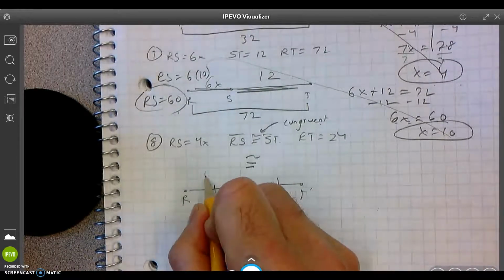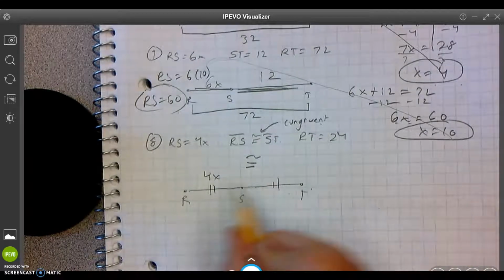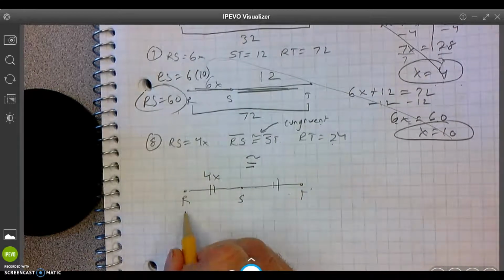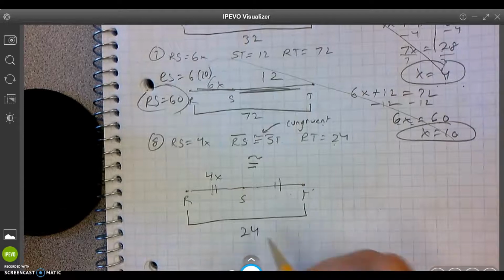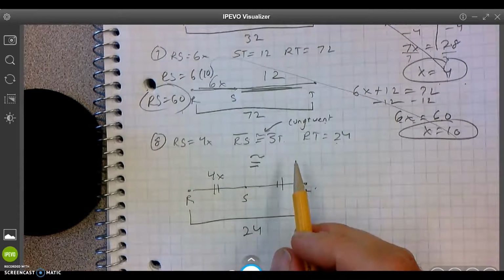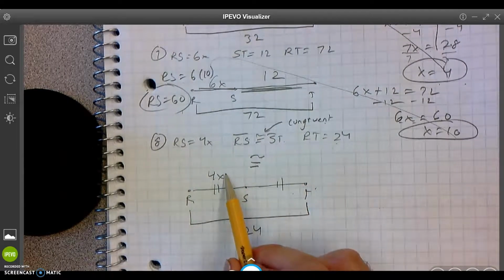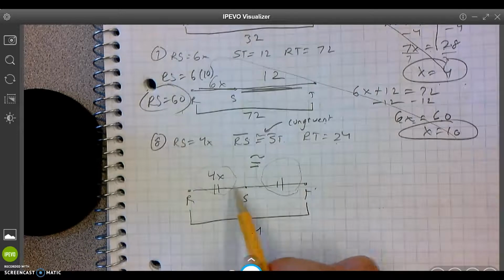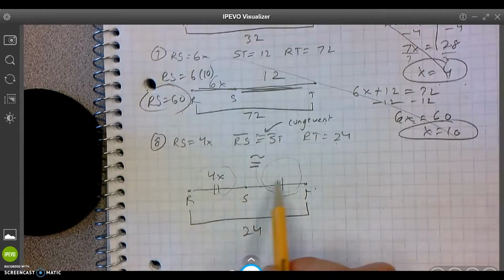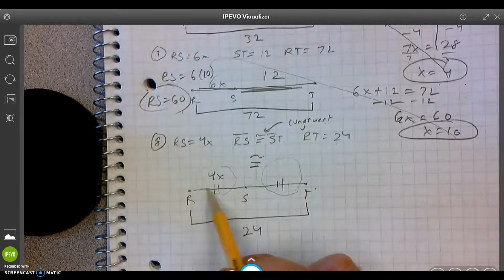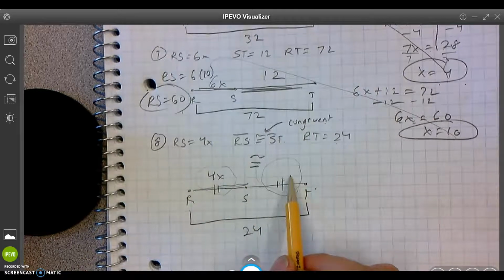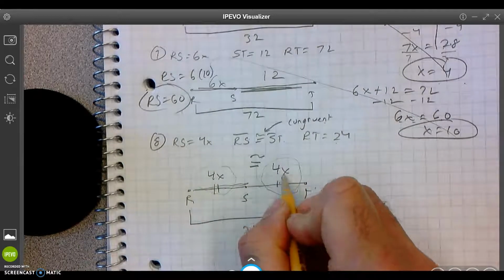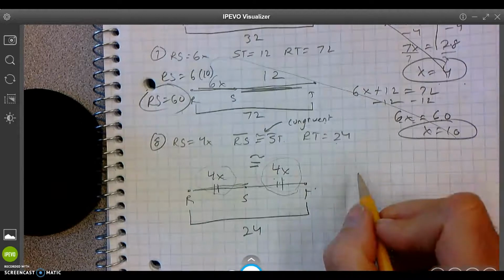So RS is 4x. RT is 24. So what are we going to do? We need to find x. So if this is 4x, what is this over here? Because they're congruent, right? This and this are the same shape, same size. So if this is 4x units long, what is this going to be? Oh yeah, also 4x since they're the same.